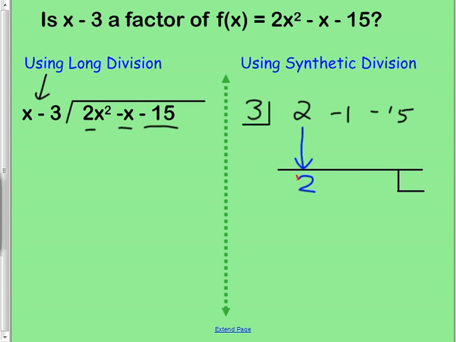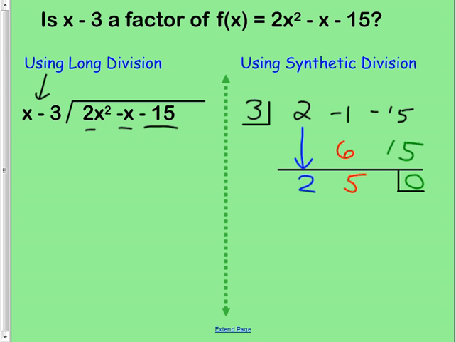2 times the 3 makes 6. Then I add these two. -1 and -6 makes 5. Then I multiply again. 5 times what? 3. 5 times 3 makes 15, and I put it here. You see what's going to happen here? And then I add them straight down, and what do I get? 0. And guess what? If you end with 0, it worked. Just like on the other kind, if you end with a 0, there's no remainder, and it worked.